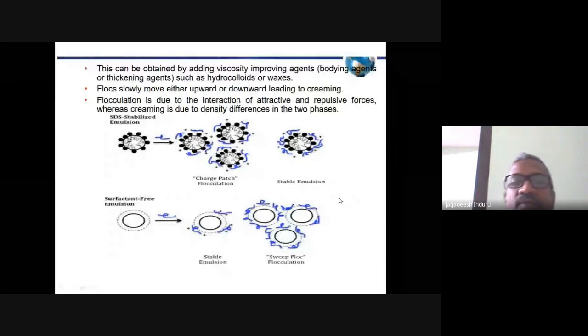So after flocculation, the second instability sign is creaming. Creaming is upward movement. Why is it generally called upward? You can get downward movement also, provided the oil is heavier than the water. Generally, oils are lighter, so it is upward movement of the dispersed globules relative to the continuous phase. Due to the density difference between the two phases, oil is lighter, so the globules tend to go to the top. Creaming is the concentration of the globules at the top or the bottom of the emulsion.